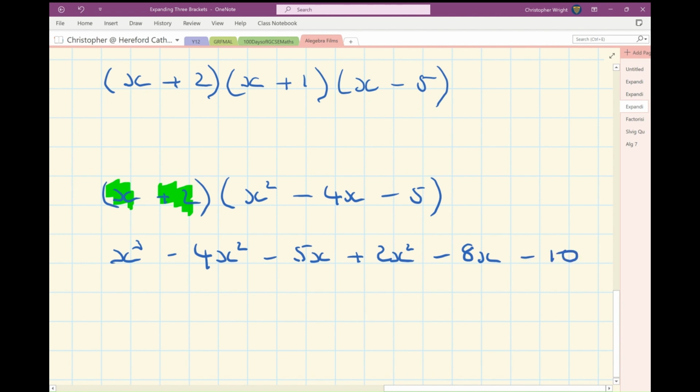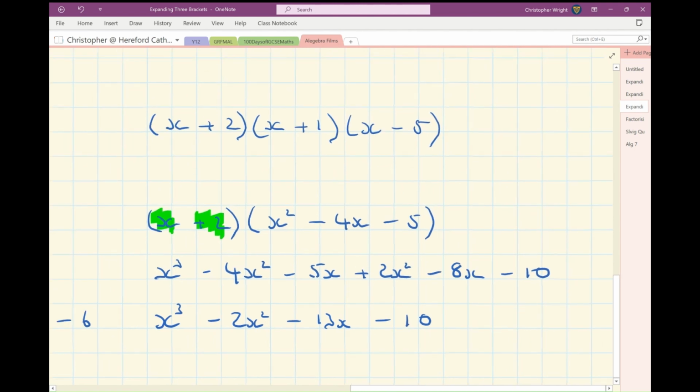So now I simply have to tidy up what I've got. I've got just the single x cubed, minus 4x squared plus 2x squared is minus 2x squared. Then I've got minus 5x minus 8x, minus 13x, and I've got a minus 10 at the end.